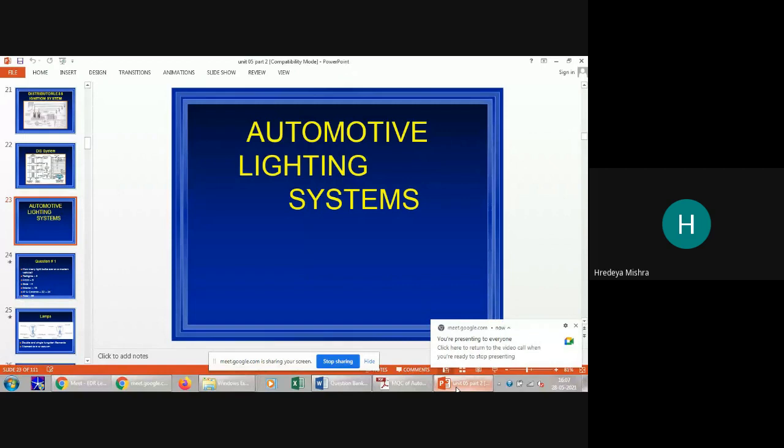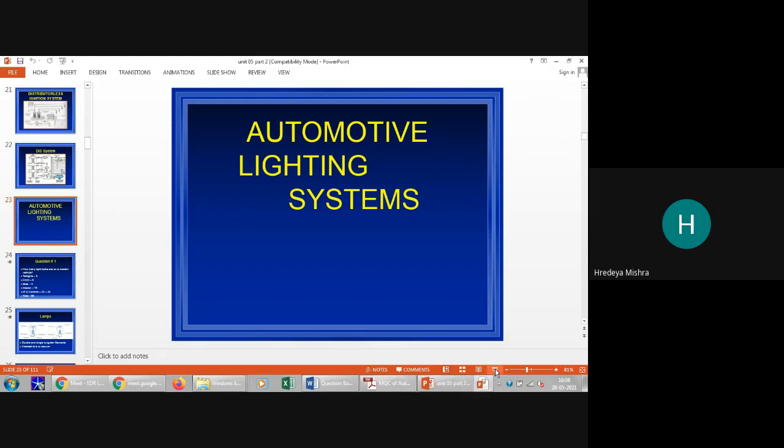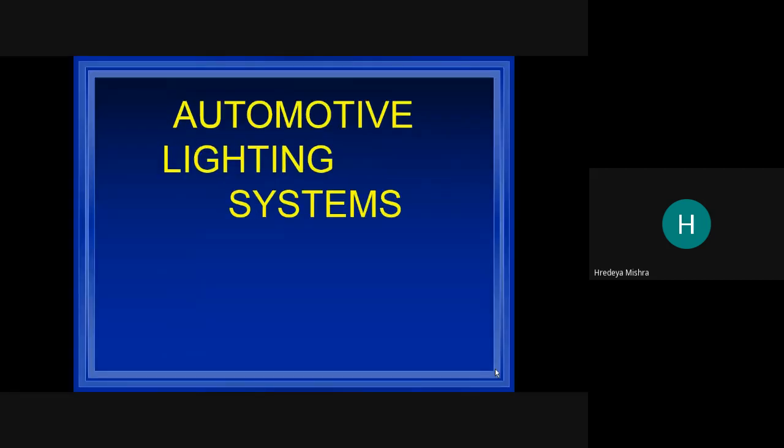Okay, good afternoon, students. In the previous lecture, we talked about the ignition system, and here today we talk about the lighting system of an automobile, meaning the automobile lighting system.